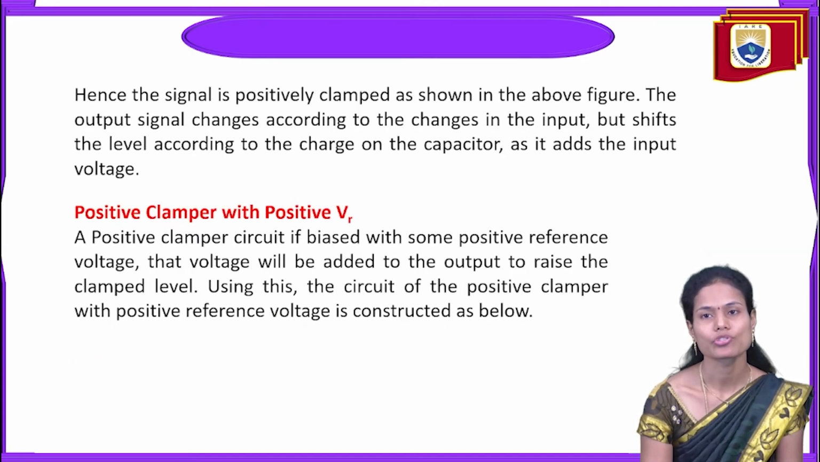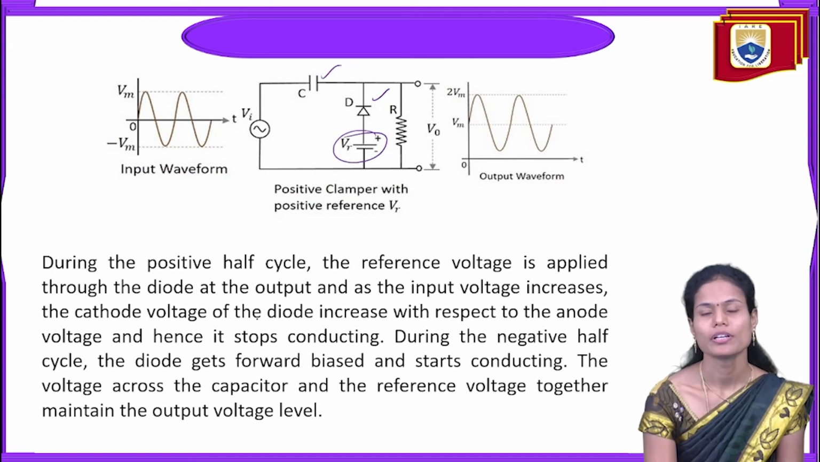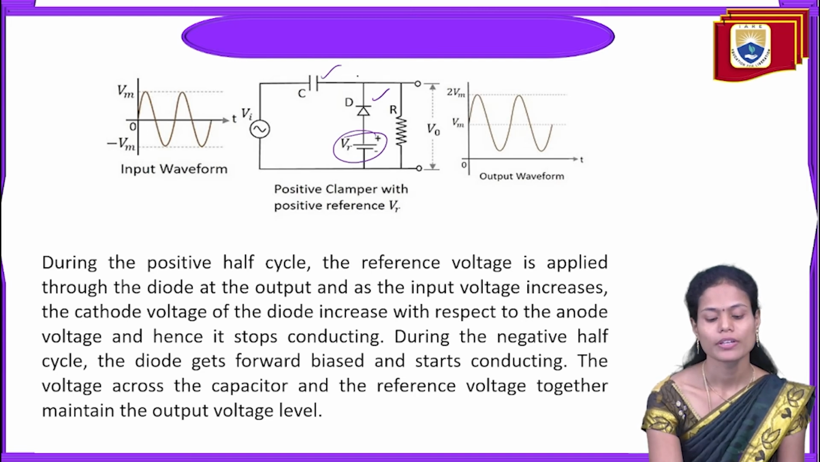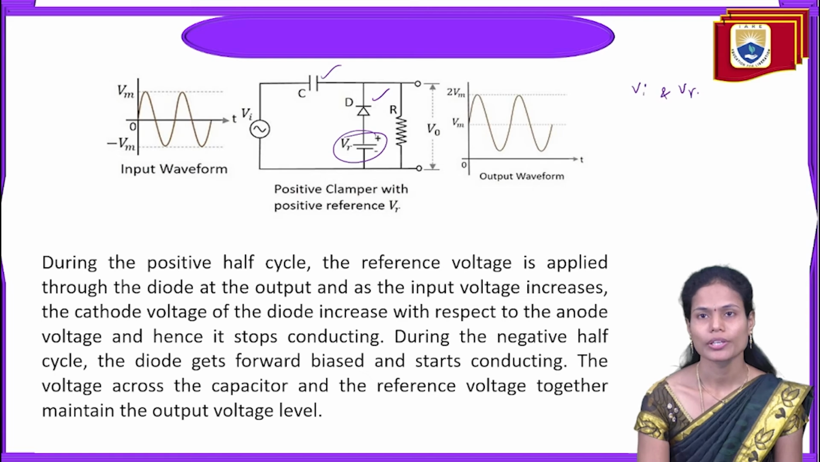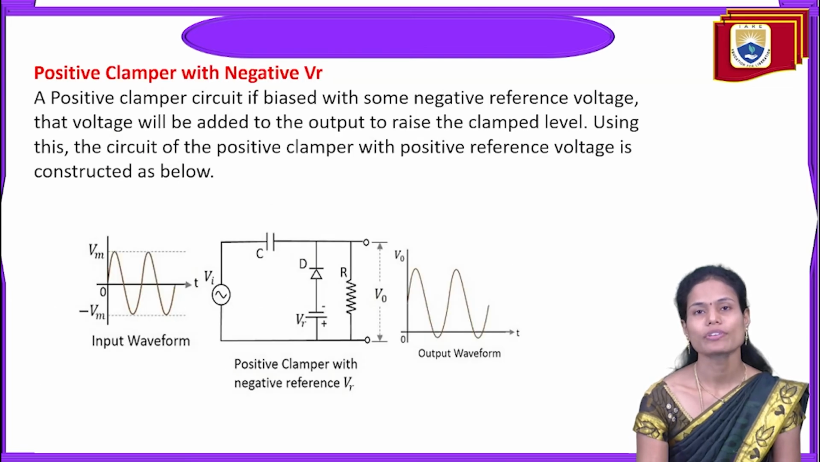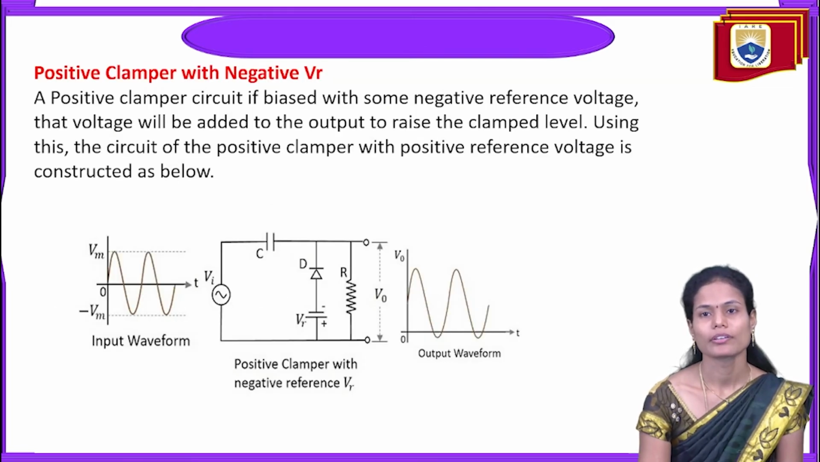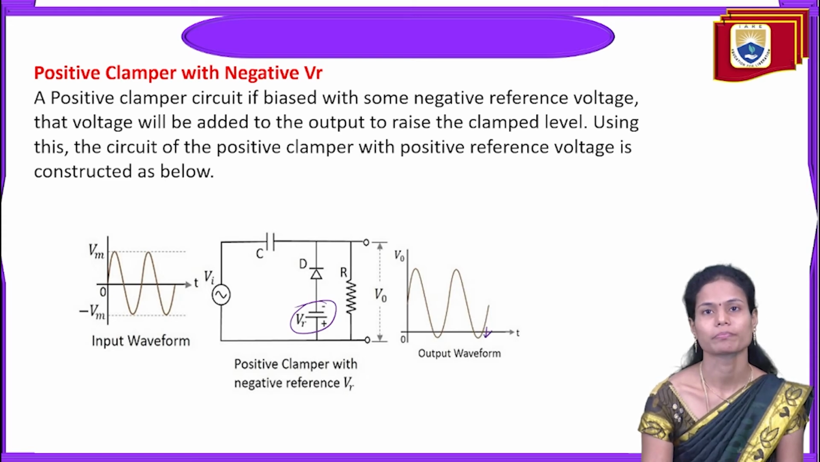And positive clamper with positive VR means, along with these two components we are adding the positive reference voltage. So the operation is same here. In this case also, instead of only input voltage, we have to take both the input voltage as well as the reference voltage to explain this particular circuit. And in this case also, instead of shifting from zero level, after the reference voltage the signal is shifting. That is the difference. And next one is positive clamper with negative voltage, here we are providing the reference voltage as negative, so the signal is shifting towards the negative direction.